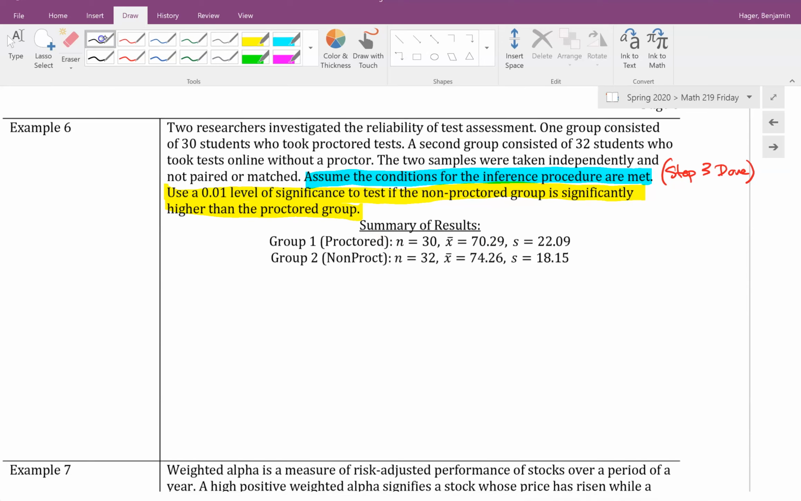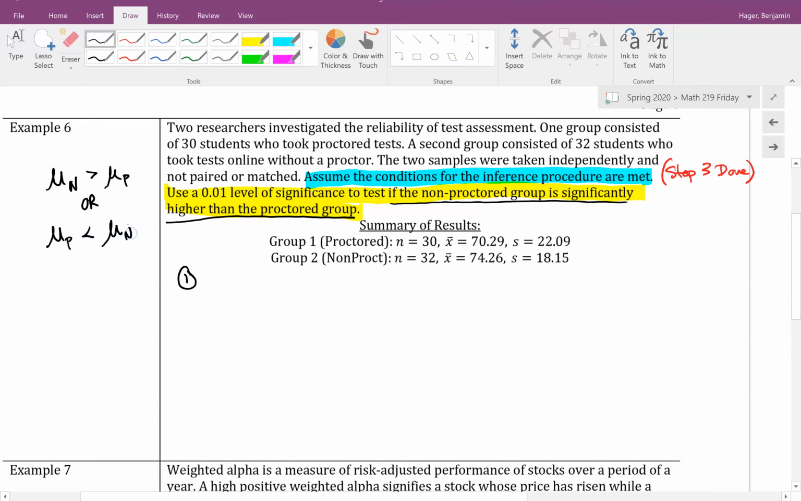Same exact data here. So let's go with step 1. What do they want us to test? Use 1% level of significance to test if the non-proctored group is significantly higher than the proctored group. So the average of the non-proctored group being higher than the proctored group. Okay, which is the same thing as saying the proctored group is less than the non-proctored group. It does not matter which way you think about it. You just got to make sure that you pick a way and are consistent with it.